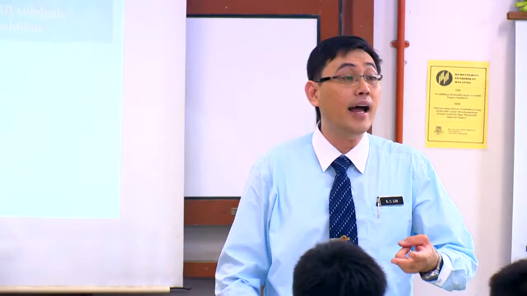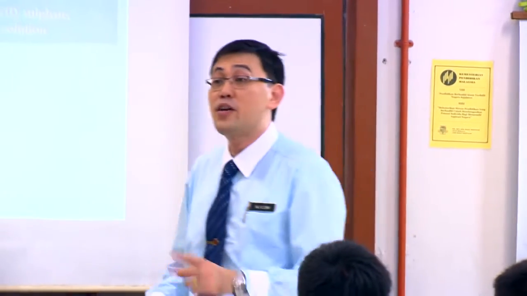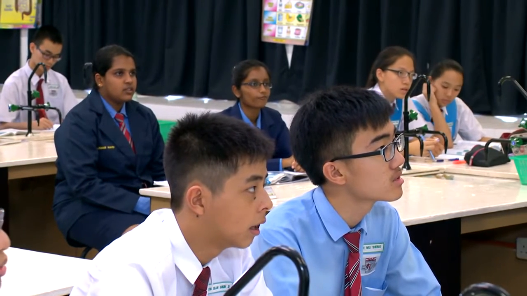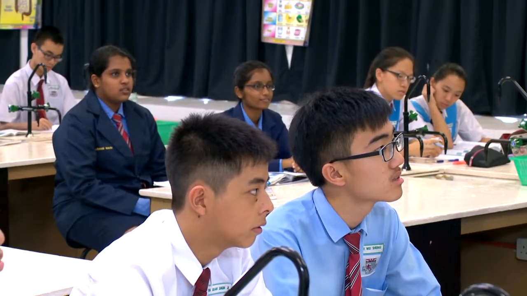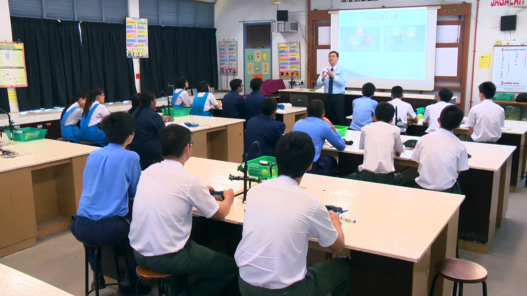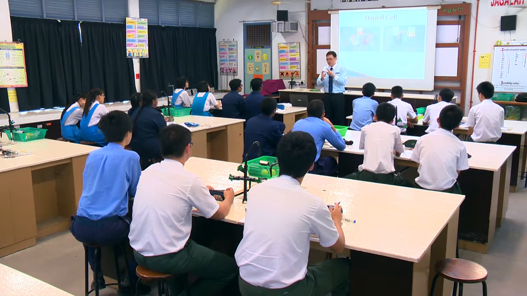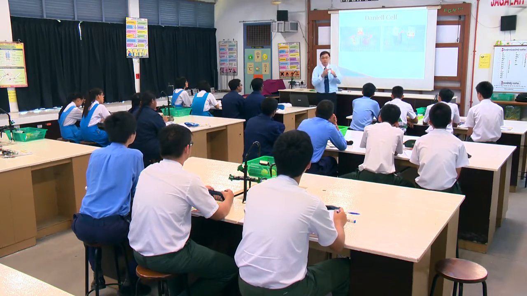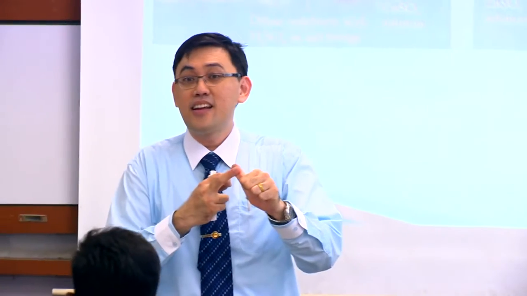So what are the cations inside the copper(II) sulfate solution? We have Cu²⁺, correct? Then some more, SO₄²⁻, the sulfate ion. Then some more, H⁺ ion, then OH⁻ ion. Okay, we only focus on the cations. So what are the cations? Cu²⁺, then H⁺.